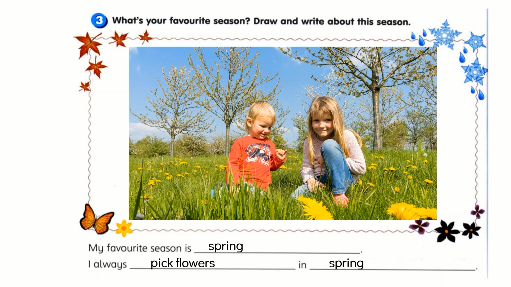You could also choose many other activities. For example, I always go cycling in spring. I always go to the park in spring. I always play with flowers in spring. There are many activities for you to choose from too.